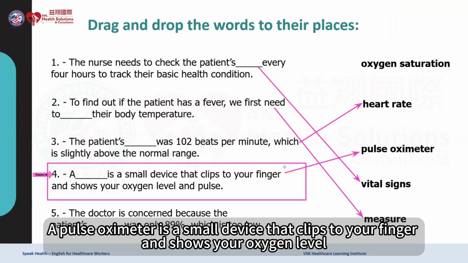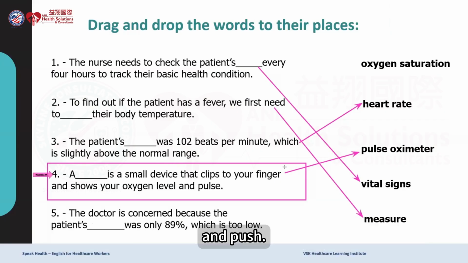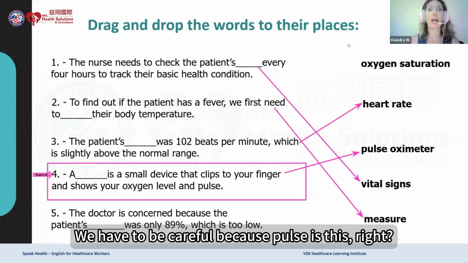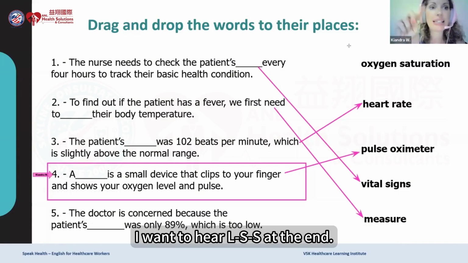Pulse oximeter is a small device that tapes to your finger and shows your oxygen level and pulse. Perfect. We have to be careful because pulse is this, right? I want to hear the S at the end.